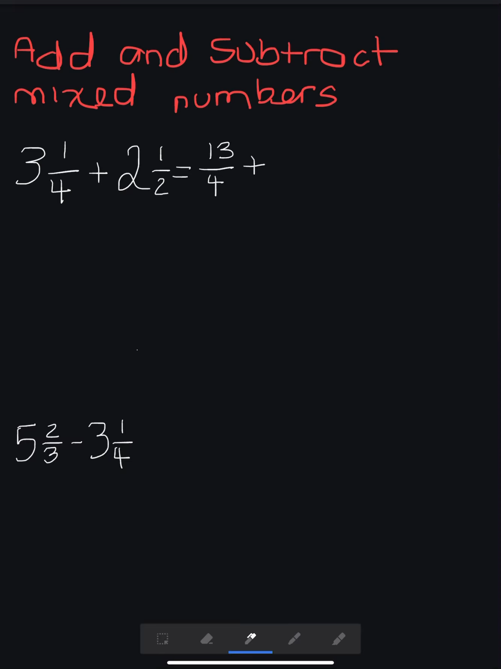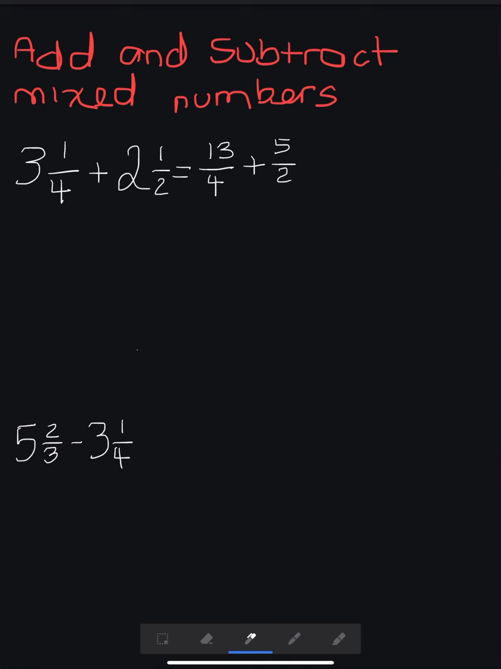Plus the second fraction, in which we have 2 and 1/2. So we're going to multiply 2 times 2 plus 1. 2 times 2 is 4, plus 1 is 5. So it is 5, and the same denominator, which is 2, 5 halves. So now we have two fractions, and now the process, you already know.